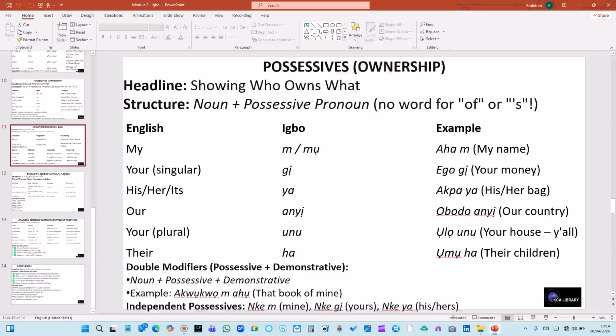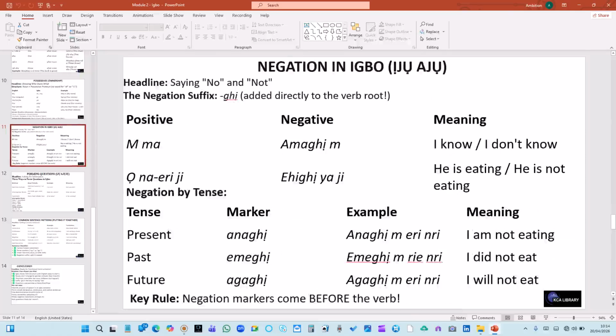Having known that, let us look at negation in the Igbo language, ejo, ajo, saying no or not. The negation suffix is added directly to the verb root, like mma, amaghị m. Mma is positive, which means to know. Then amaghị m means I don't know. So I know is mma, but amaghị m means I don't know. That is the negative form of it.